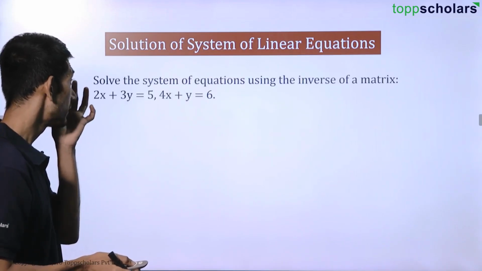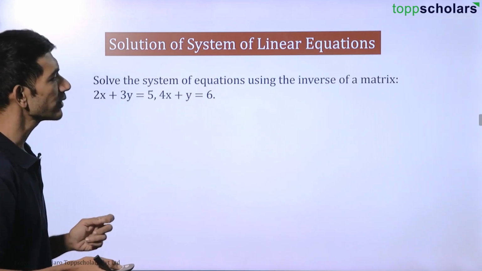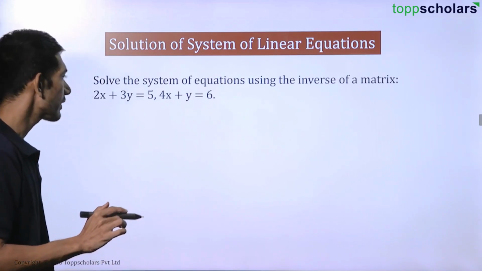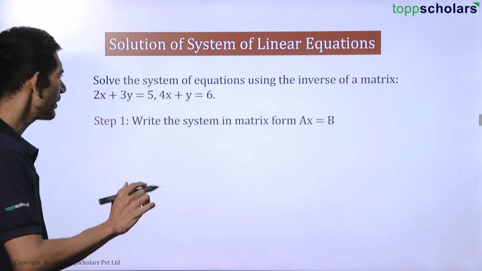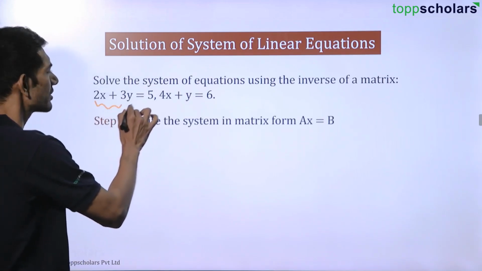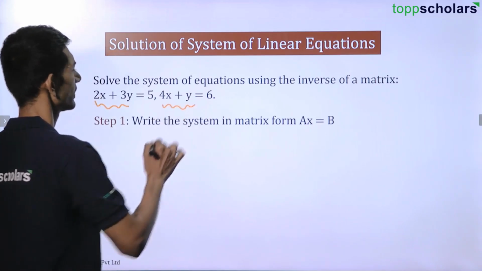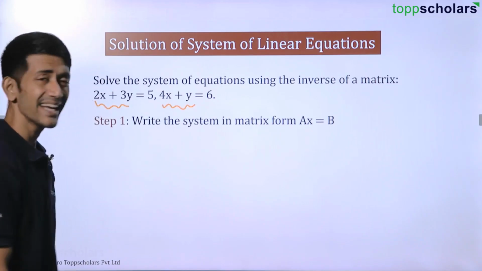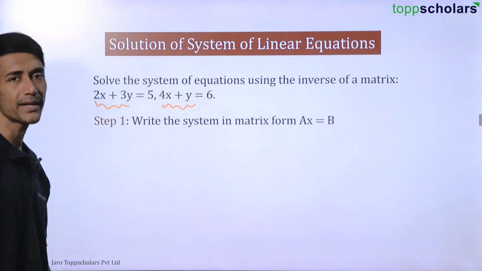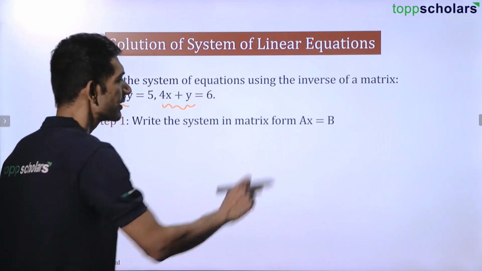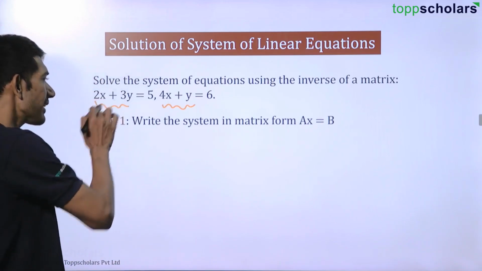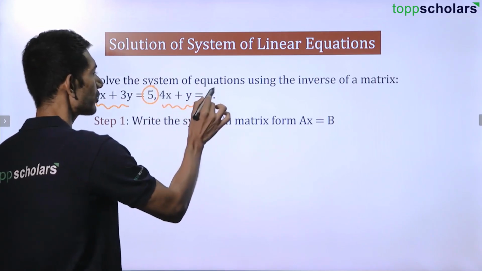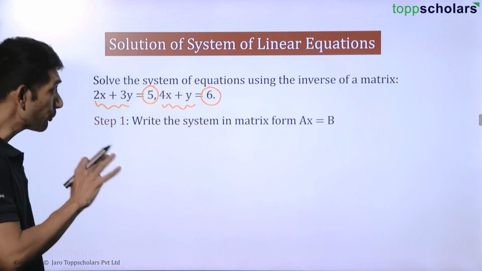Now, let us solve the system of equations using the inverse of matrix. We are going to solve this with the help of inverse of matrix. Now, it's very simple. Firstly, we will write down this system in the form of Ax equal to b. What is A? A means the coefficients of x and y, that is the matrix. What is x? x is the unknown, which is x and y. And what is b? b is the elements on the right hand side. So let us see how to put this.